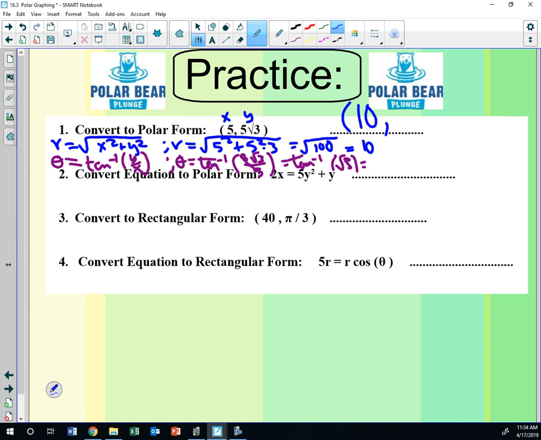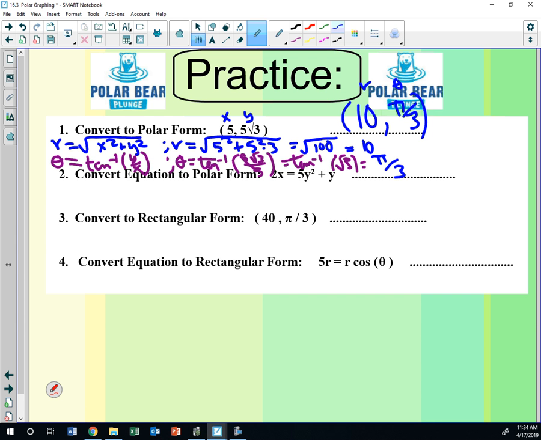Then, inverse tangent of square root of 3 is pi over what? Which one, 6 or 3? 3, very good. Pi over 3. So there's your r, there's your theta. We did it. Nice.